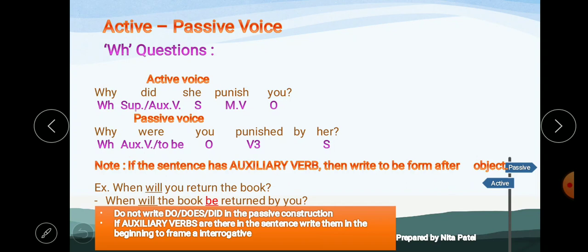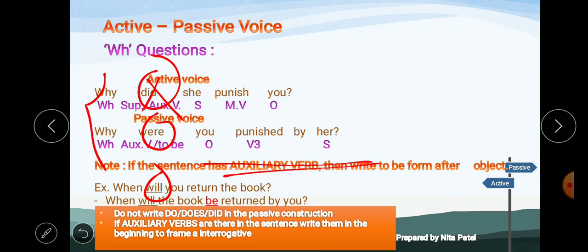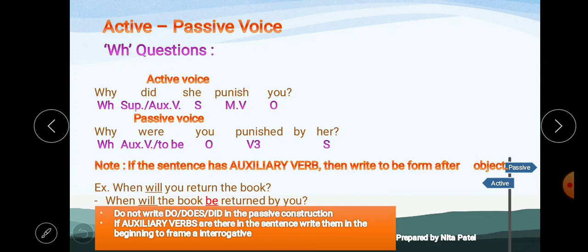Okay, let's see how these things work with examples. Here we have the example where the auxiliary verb is there. In this first example there is only a supporting verb. Look at this, did is a supporting verb. So here, we want to use the supporting verb in the passive, we will go with the to be form. So no auxiliary verbs are used in this sentence, right? So we haven't written anything after the object here. But in this sentence we have the auxiliary verb, that is will.